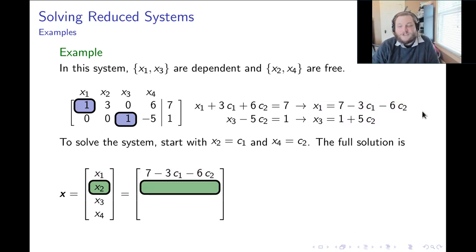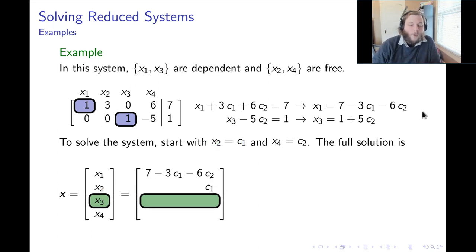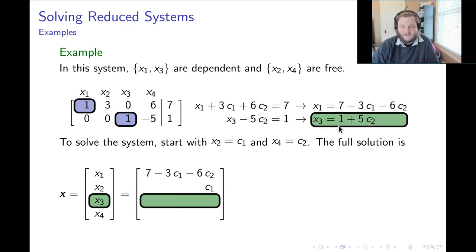What about x2? Well, x2 is our first free variable, and we decided that we were going to set x2 equal to any number we want, and we called that number c1. So x2 is equal to c1. What about x3? x3 is our second dependent variable, and we use the second equation in our system to solve for x3, and we obtain the expression x3 is 1 plus 5c2.